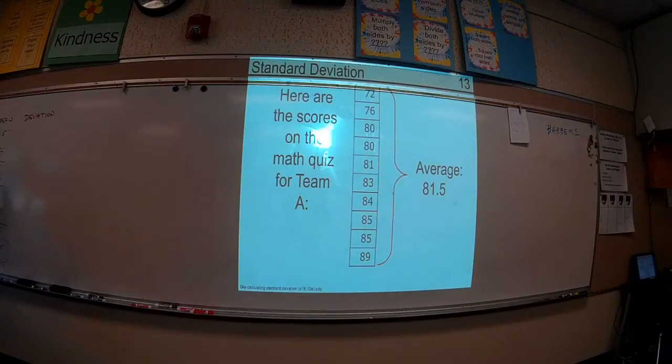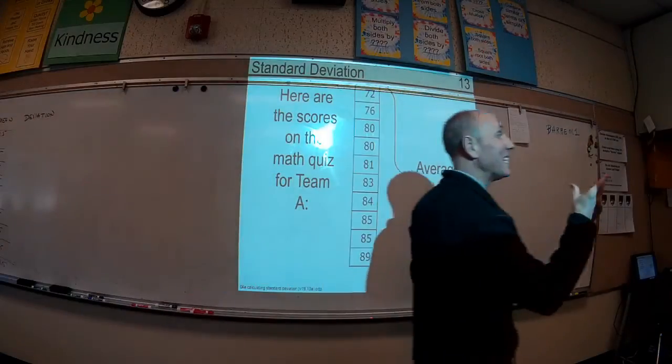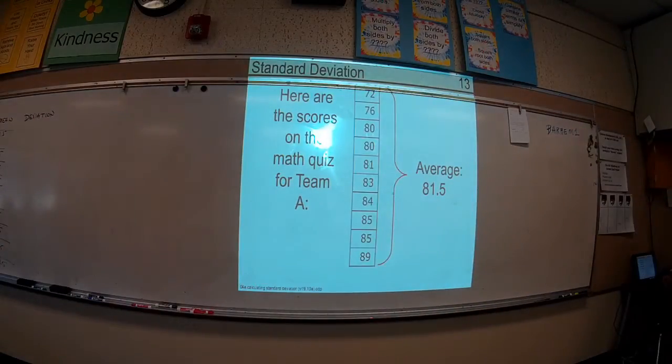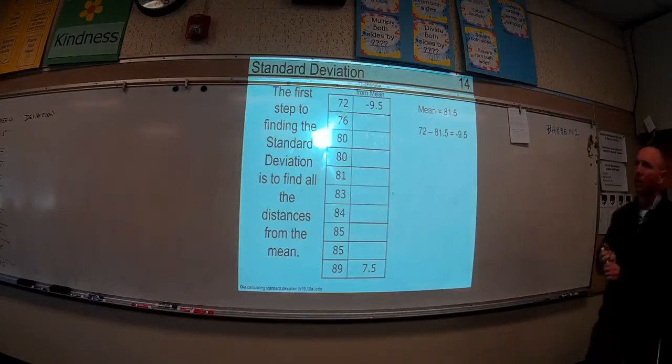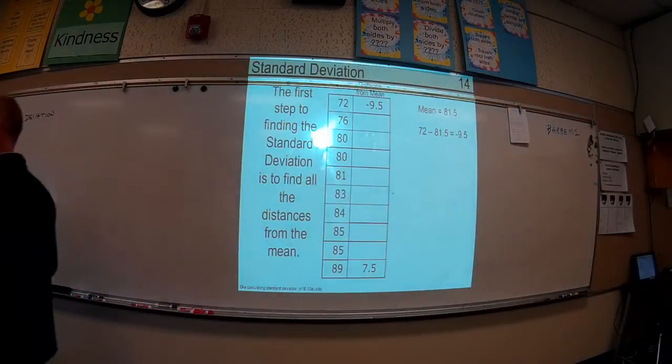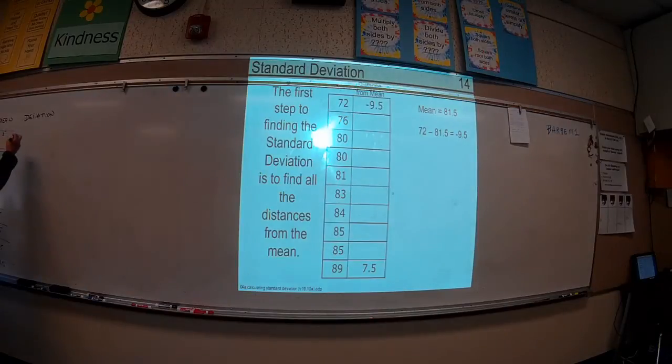So the deviation right here is how far this number is from that number. It's a subtraction problem. What we're looking at is the difference between the value and the mean. Now, it doesn't matter if it comes up positive or negative. You'll see why in the next step. This has a deviation of negative 9.5.